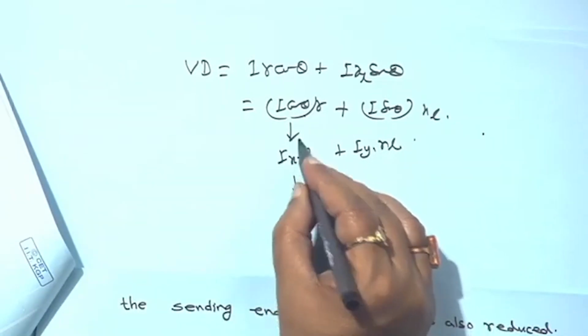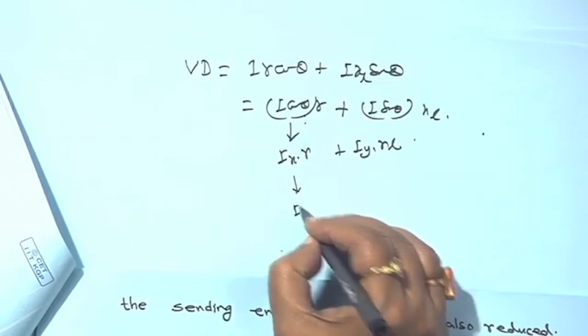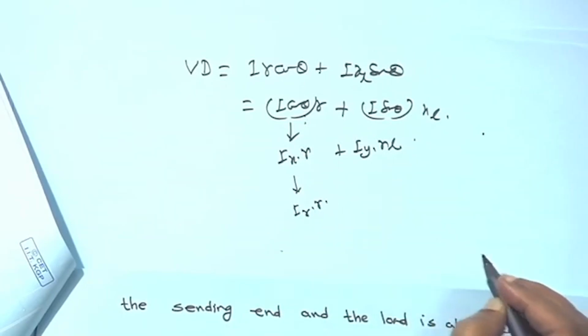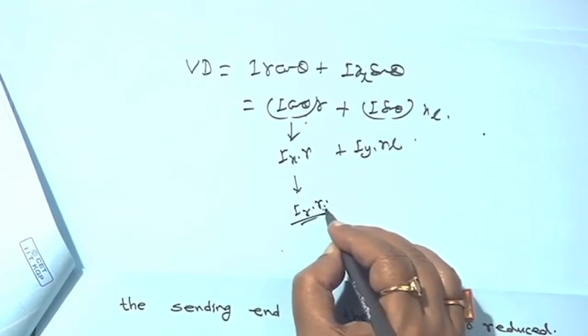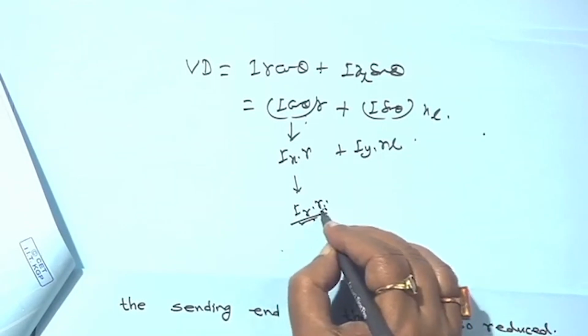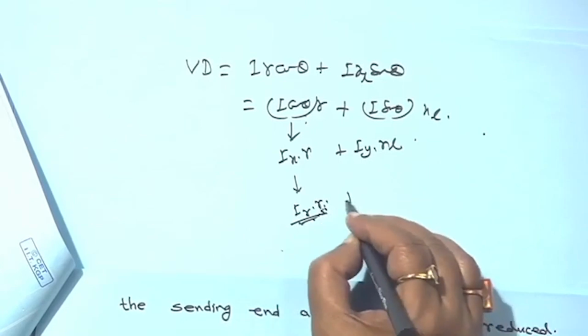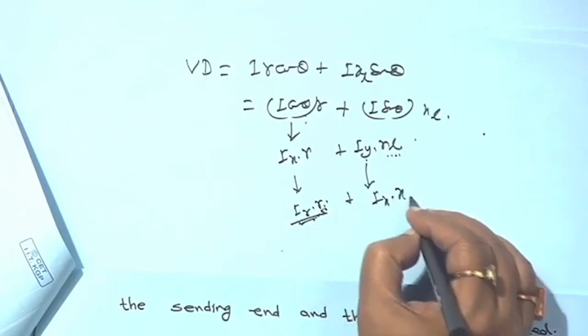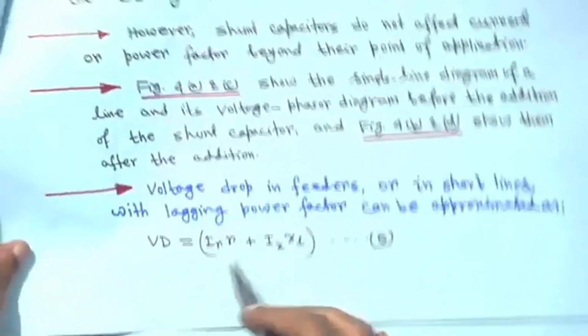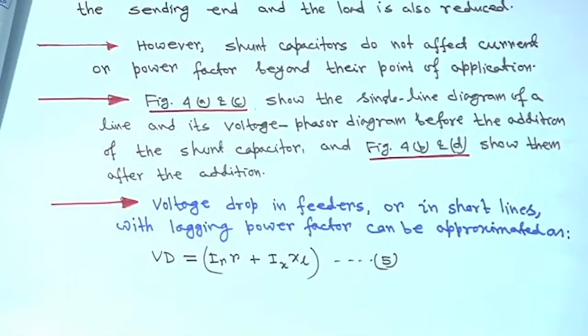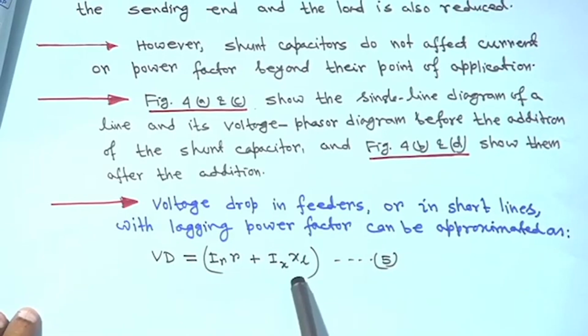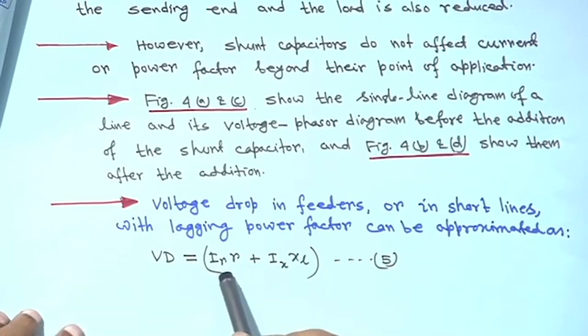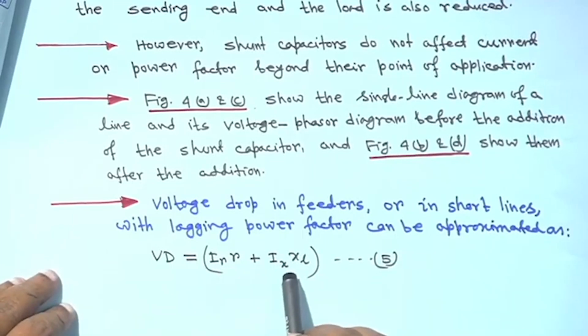Instead of the x axis component, I am writing IR into R, which is the drop related to the resistive part. And the other is related to the reactance part, so instead of the y component I am writing Ix into XL. So, from this equation, IR into R is the resistive part voltage drop, and Ix into XL is the inductive part. IR is the x axis component and Ix is the y axis component of the current.